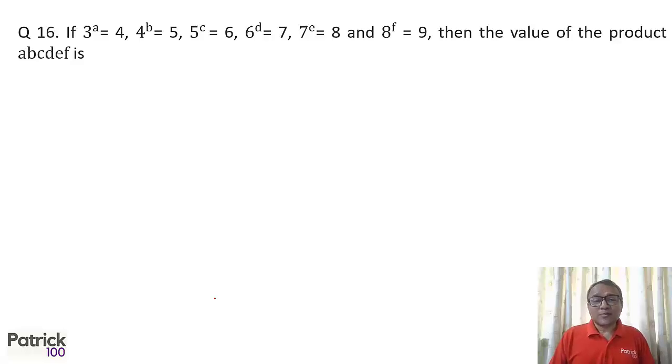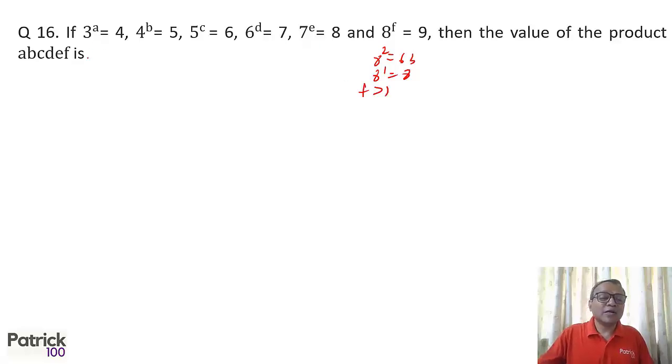Find the value of the product. Now if I look at this, I can make out that A, B, C, D, E, F will each be more than 1, but slightly more than 1. Because if I say 8 raised to F is 9, remember 8 squared is 64 and 8 raised to 1 is 8. So F will be slightly more than 1.